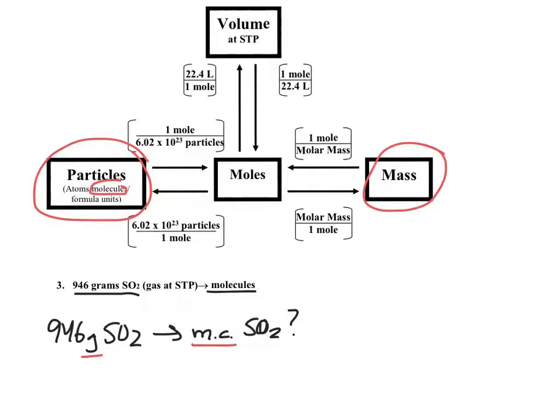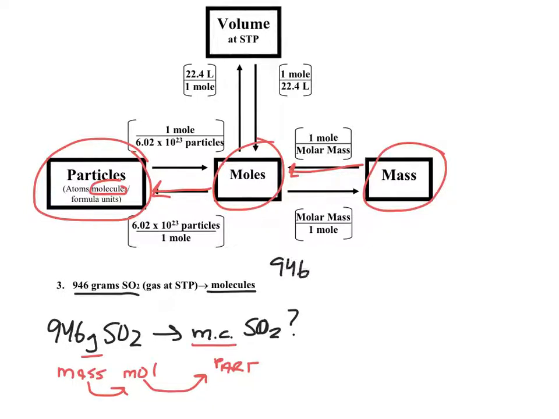So that means we would start in mass, we would end in particle island, but before we could get to particle island, we would have to stop at mole island. So that means that this is going to be a two-step problem to go from mass to mole island and then mole to particle island. All right, so let's do that and see what that would look like. If you can do one-step problems with the mole map, you can definitely do these ones.